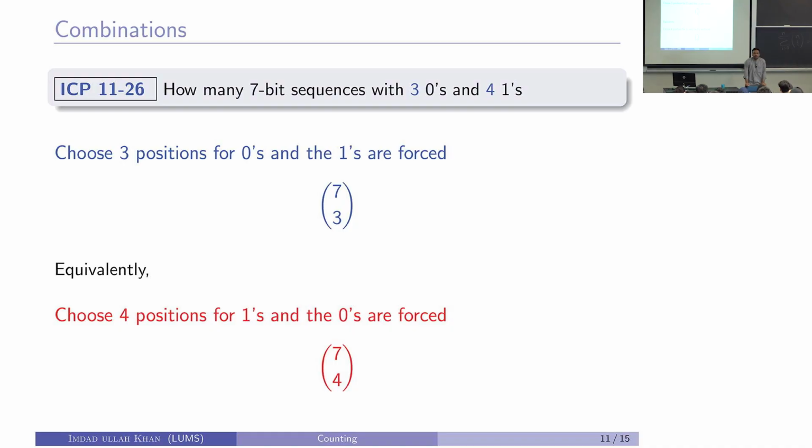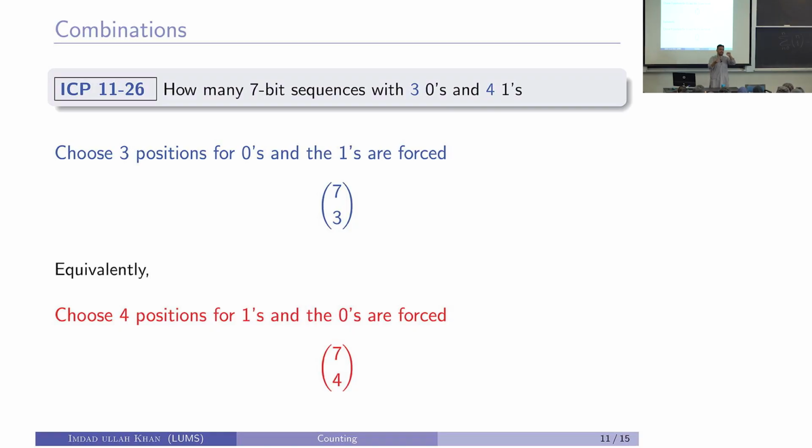Either 3 consecutive zeros or 4 consecutive ones. So what you can do is, if you have 3 consecutive zeros, then you can consider these 3 zeros as a block, right? So you have a total of 2 kinds of things: this zeros block, and the remaining 4 places will be just ones, right?